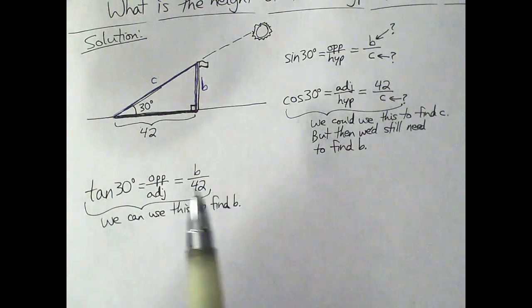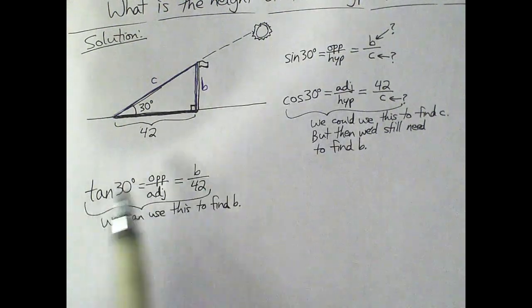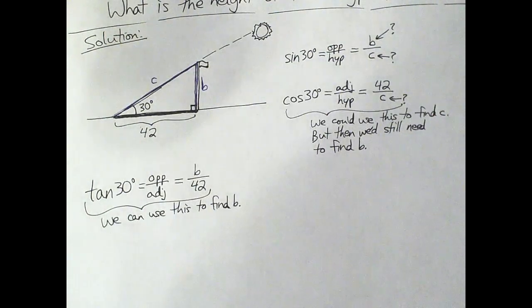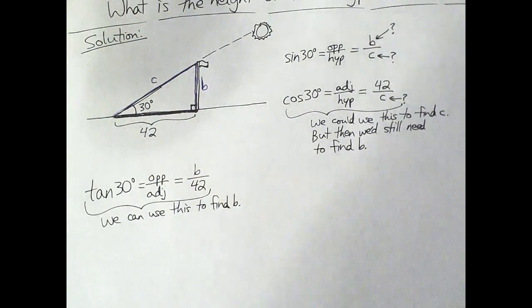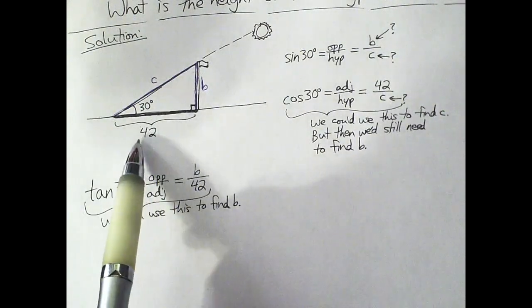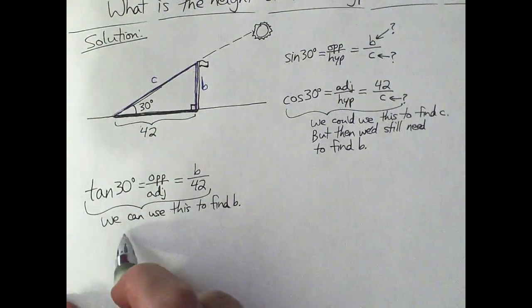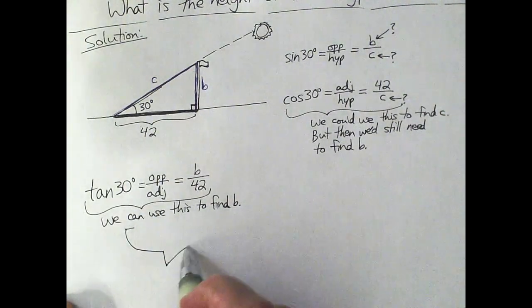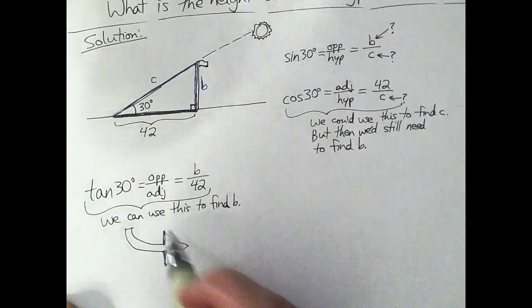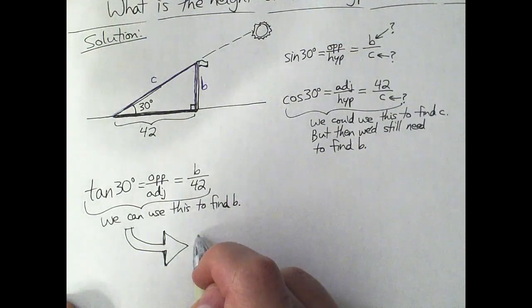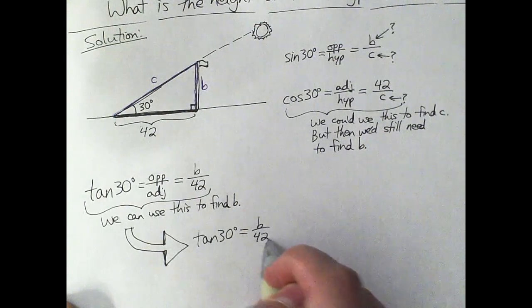So sometimes in word problems, it helps if you try all three of these and see which one of them is going to be the most helpful. Sine, cosine, or tangent. It depends on the problem, and it depends what information is given. In this problem, tangent, I think, is the best. So from this, what have we got? From this, we could say tangent of 30 degrees is B over 42.